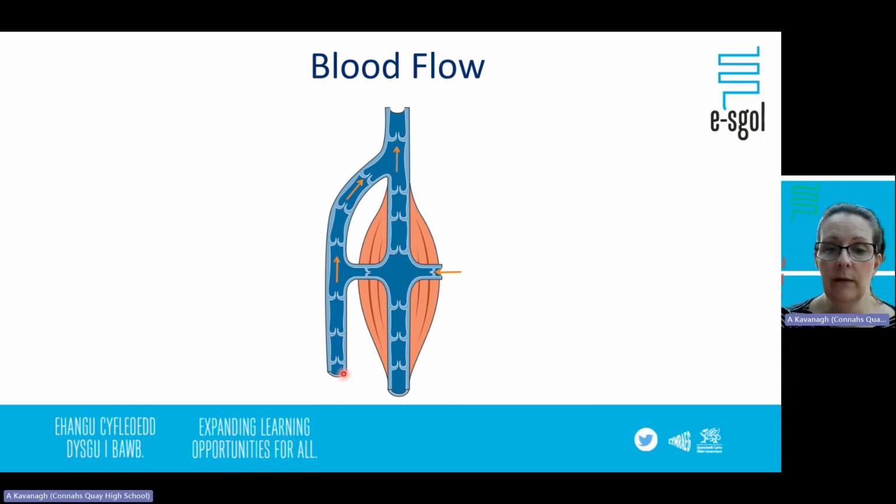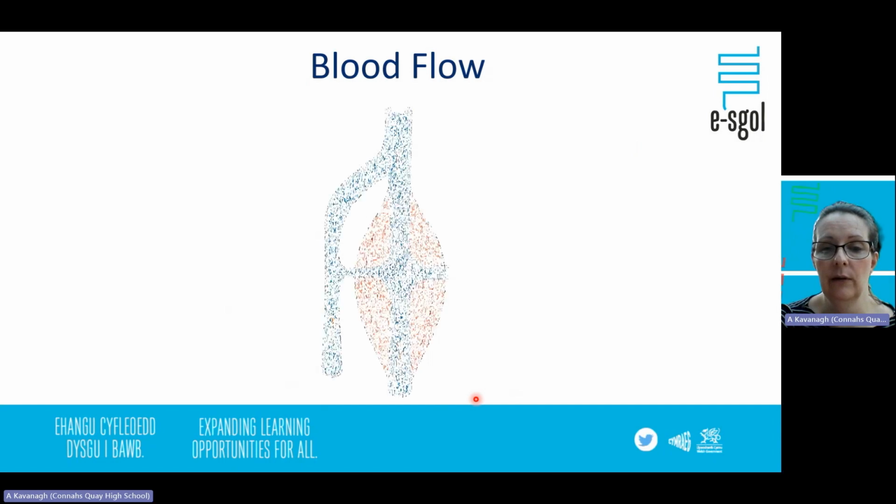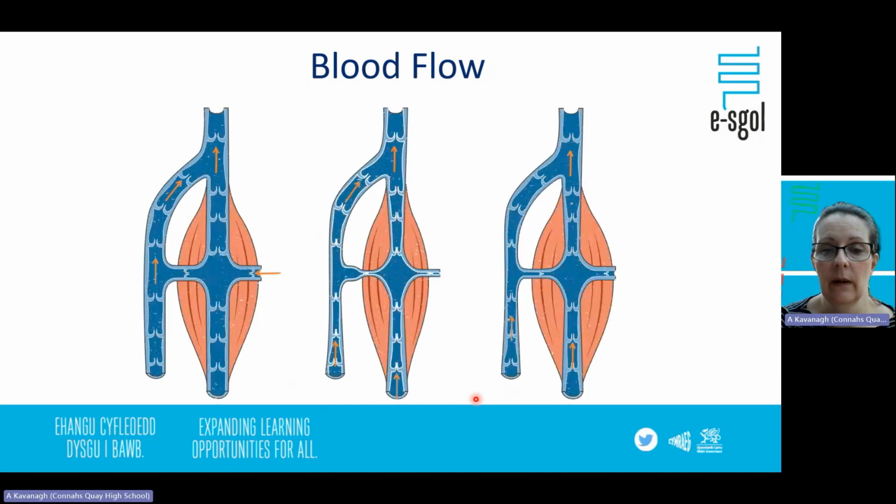So we can see that valves run along a vein at various points along the vein. And here we can see that as they are surrounding this muscle or organ, we can see the pattern that blood flow is taking through the vein surrounding this organ. So that eventually blood travels from one section up to the next as each set of valves close and enable that blood to move off.